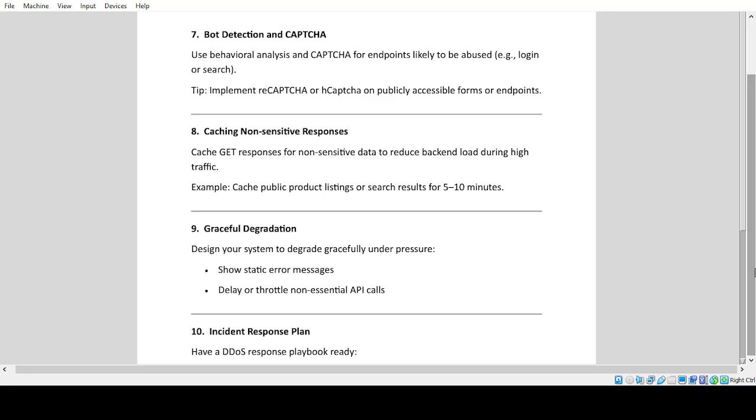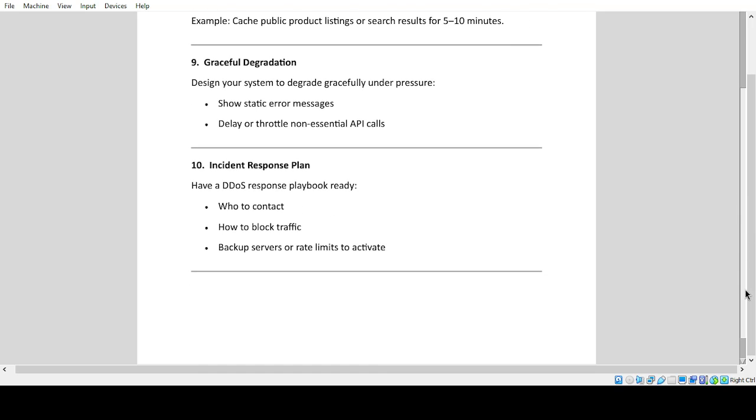8. Caching non-sensitive responses. Cache GET responses for non-sensitive data to reduce backend load during high traffic. Example: cache public product listings or search results for 5 to 10 minutes. 9. Graceful degradation. Design your system to degrade gracefully under pressure. Show static error messages. Delay or throttle non-essential API calls.